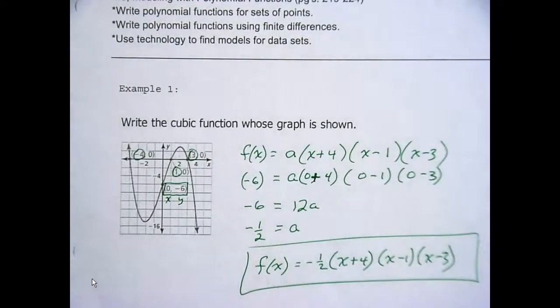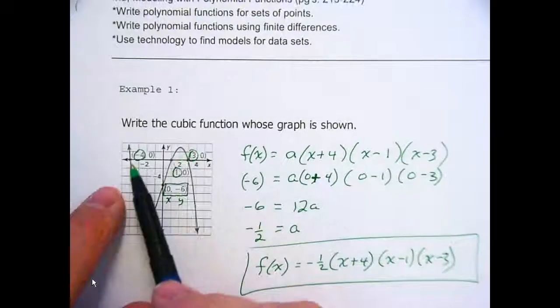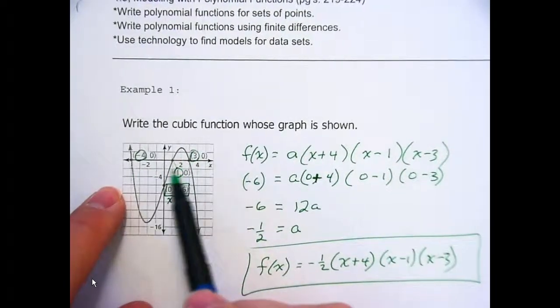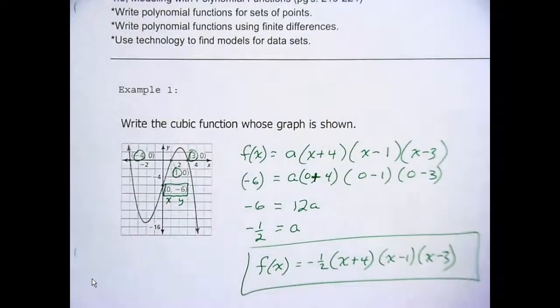Yes, Autumn. Well, right now we're just going to be writing it from given zeros here. Okay? All right. It's good inquisitive thinking though, Autumn. All right. Next piece.